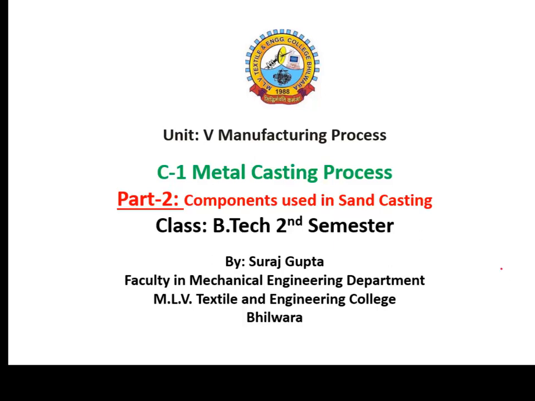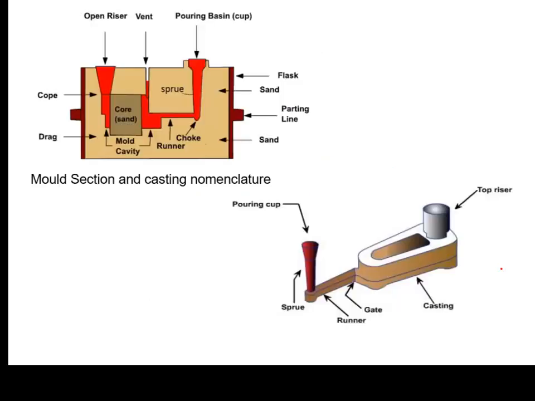Hello my dear students. Let's start with part 2 of the metal casting process, which is the components used in sand casting. In this figure we can see the different components. We just need to remember the positions of these components.